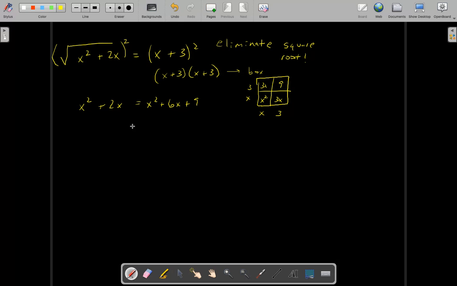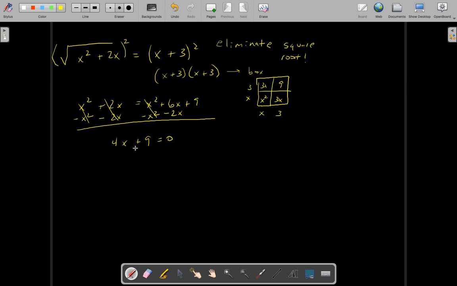From here, now it's a quadratic on the right side, and this is a binomial. So what we want to do is get everything on the left side over to the right so we can set it equal to 0. So we minus x on this side, minus x on this side. Now, once we do that, this cancels, and this cancels. So we end up with 4x plus 9 equals 0.